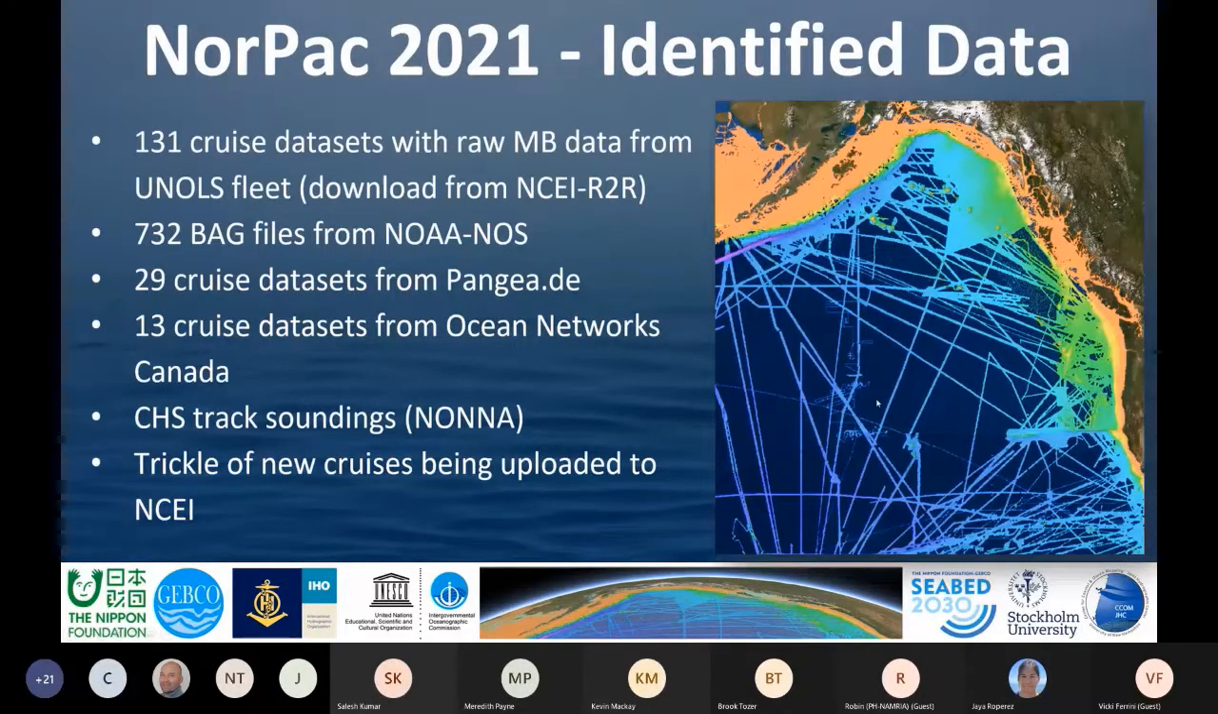First, I'd like to talk about some of the mapping data that's been identified in the North Pacific, and this is work that's been predominantly done by Tomer Ketter. He has identified 131 cruise data sets with raw multibeam data that was collected by the UNOS fleet. 732 bag files from NOAA and NOS were downloaded and incorporated into the GEBCO 2021 grid, 29 cruise data sets from Pangaea, and 13 cruise data sets from Ocean Network Canada were identified. The CHS track sounding data, also known as NONA, was downloaded as grids, and a trickle of new cruises have also been uploaded to NCI and identified and incorporated.